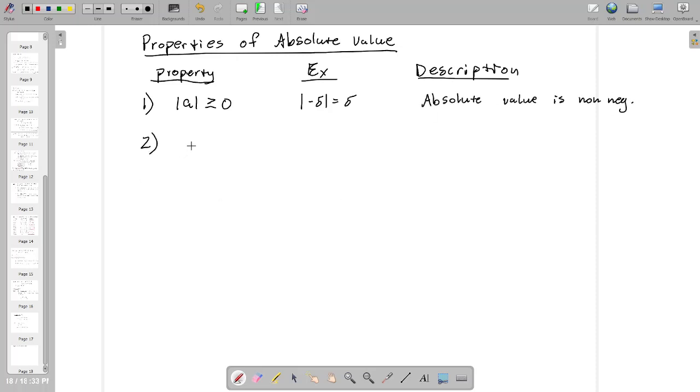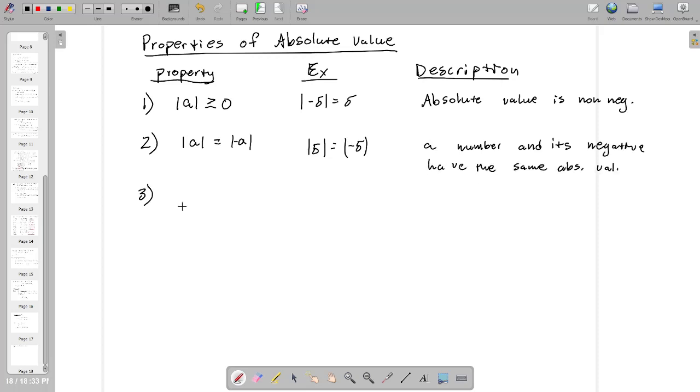2, the absolute value of a is equal to the absolute value of negative a. And we can see that with 5. 5 is not special, it's true for any value. A number and its negative have the same absolute value.